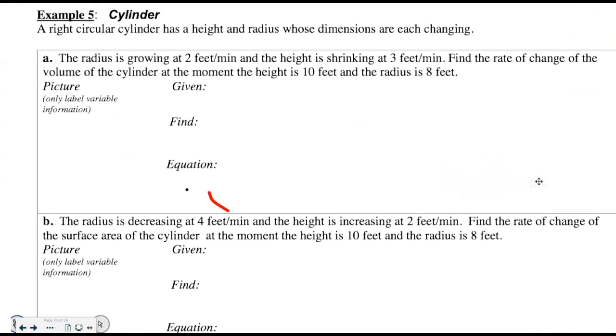Let's go check it out. So we have a right circular cylinder, so we're going to go draw that. The fact that it's right just means it's perpendicular to the ground.